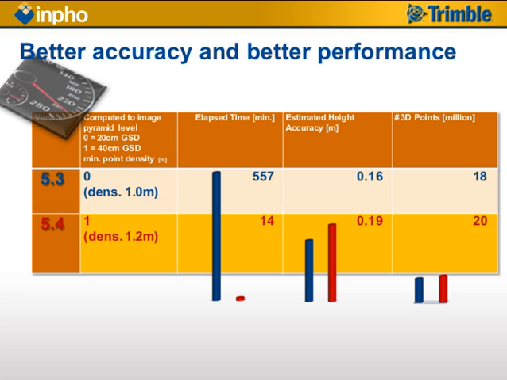So the density is getting a little bit worse than before, but looking at the 3D points, I had formerly 18 million points, and now I'm at about 20 million points, so that's more or less comparable. Also, the height accuracy, 16 to 19 centimeters, is fairly the same. And now if you look at the elapsed time, which went down from 557 minutes to only 14 minutes, that's really a tremendous difference.